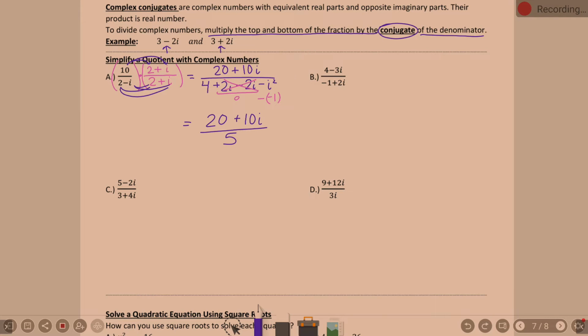Am I done? Or does this simplify more? Simplify. Yeah. Okay, and here's the deal. If this denominator 5 can divide into all pieces in the numerator, we can go another step. Now, it has to be able to divide into both pieces, not just one, but both pieces. So, in this case, 20 divided by 5 is 4. 4 plus 10i divided by 5? 2. 2i.